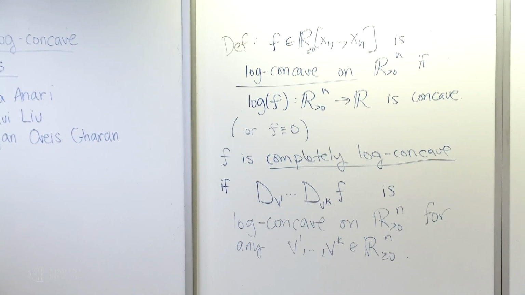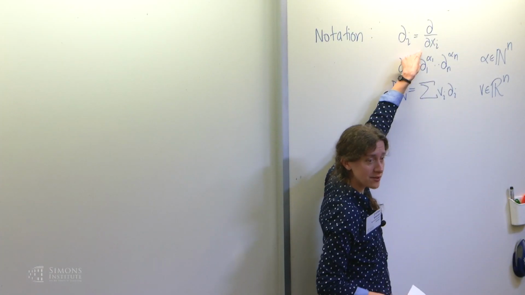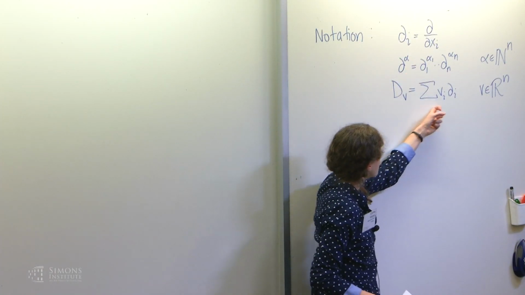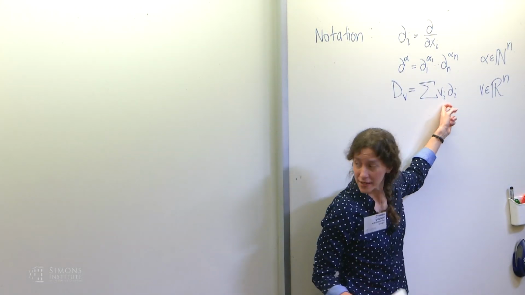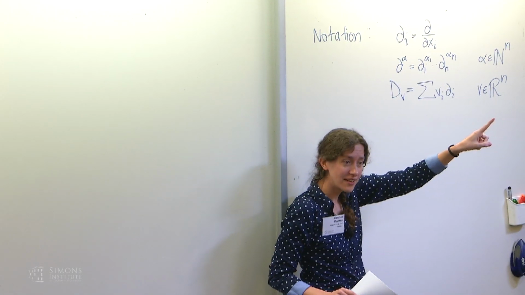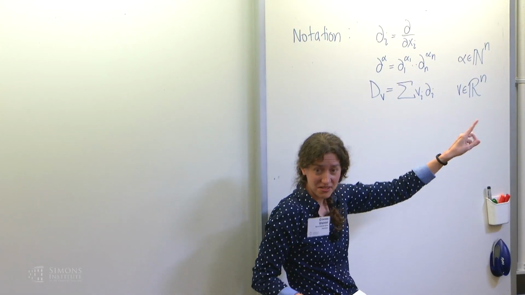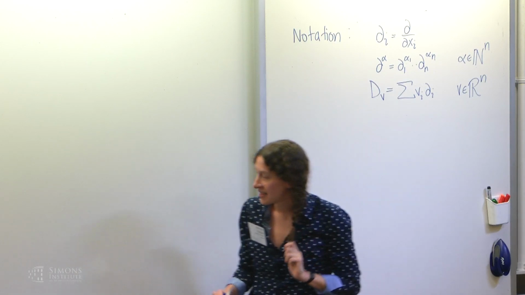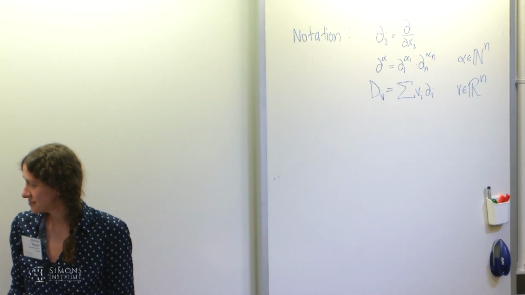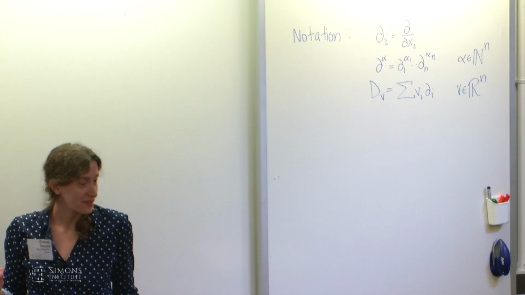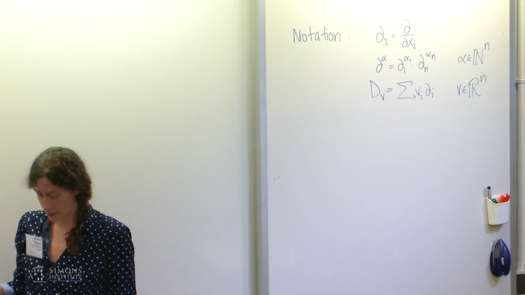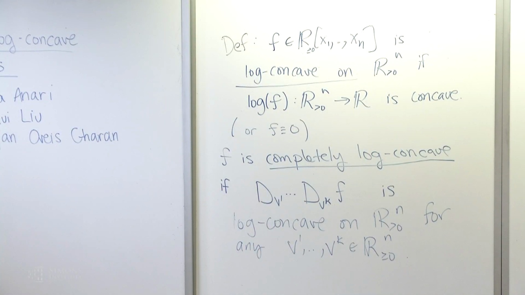So I'm going to use the same notation for differentiation with respect to a variable. And what I'm going to do is pick a vector. Here my vector is going to be non-negative, and I'm just going to take the directional derivative in that direction. And so this is the property that I would like to explore. A priori, we just saw many examples, but it's not clear that any polynomials fall into this category.